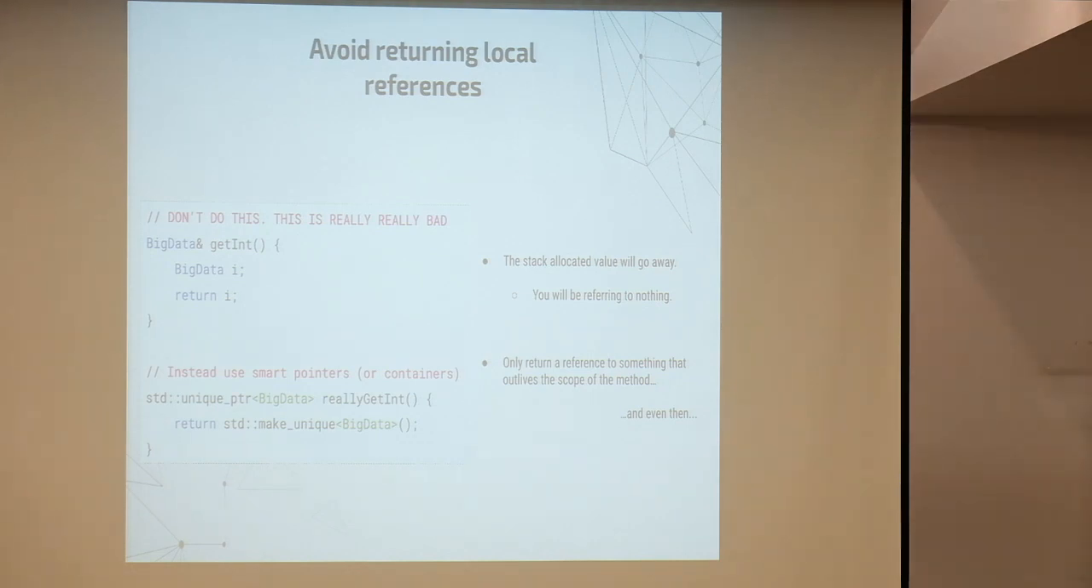So, avoid returning... It shouldn't be avoided. Never return local references. Another example there, for example, std::optional is tricky. There's a complete discussion about this. std::optional with references. You can get in a big mess if you do.